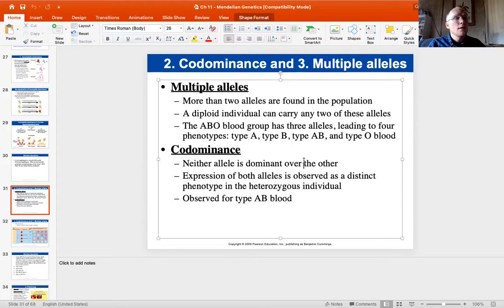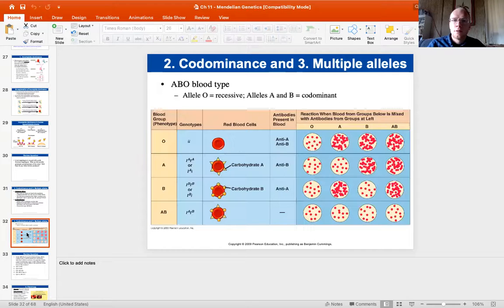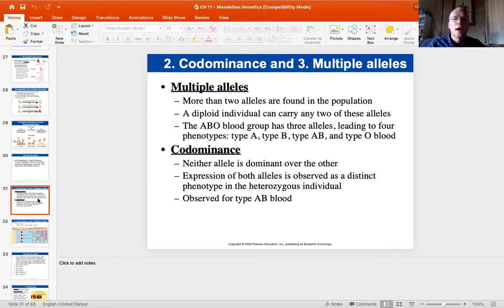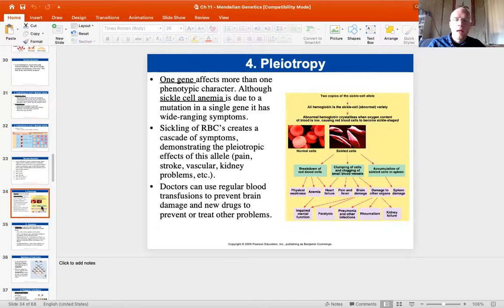This is also seen in flowers. So if we cross a white flower and a red flower, we end up with a flower that has both white and red streaks, as shown in your book, and that's called codominance. And the last one you can know is that one gene can affect more than one phenotype. And there are many examples of this to know.